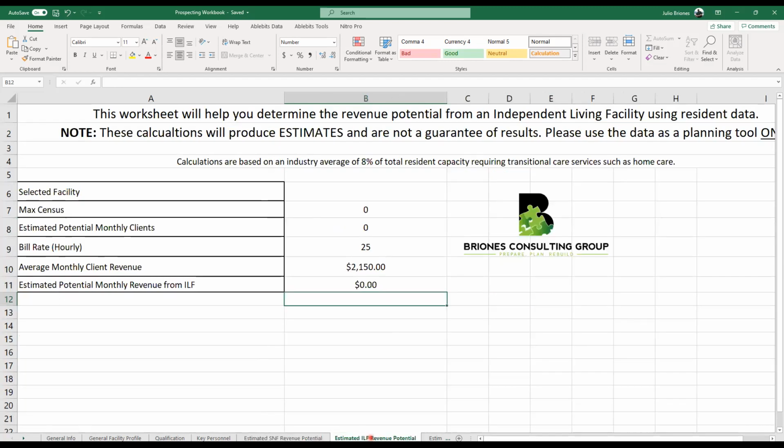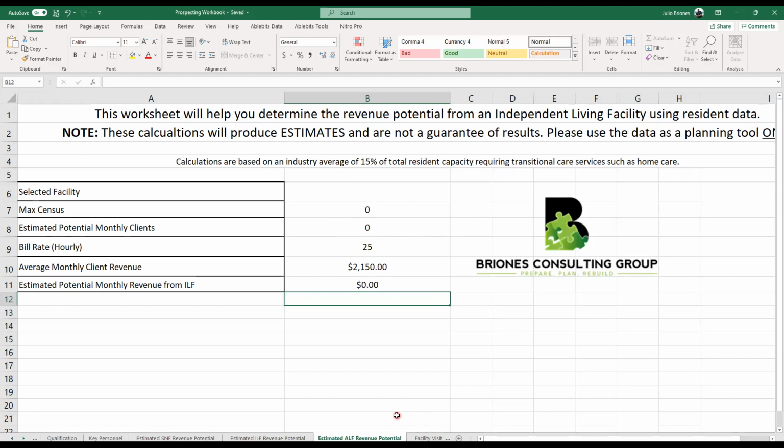Next, if the facility we are prospecting is an independent living facility, let's just say the max census of this facility holds 100 residents. Based on averages of residents that will need transitional care, which is approximately 8%, the maximum based on the $25 per hour bill rate will be $17,200. Once again, I will repeat, these are estimates and not a guarantee of income or results.